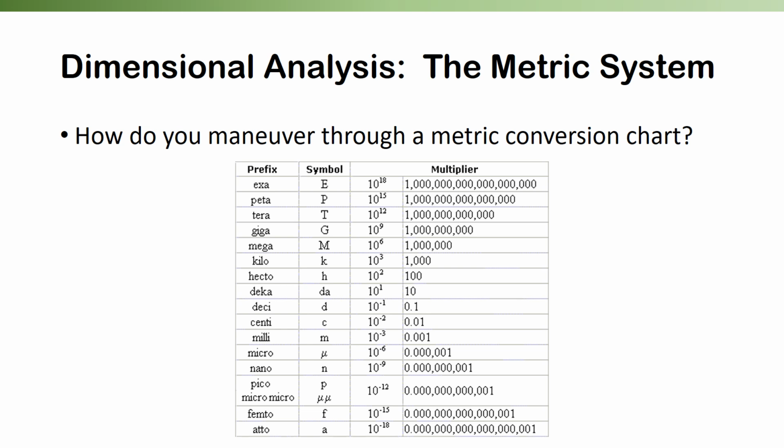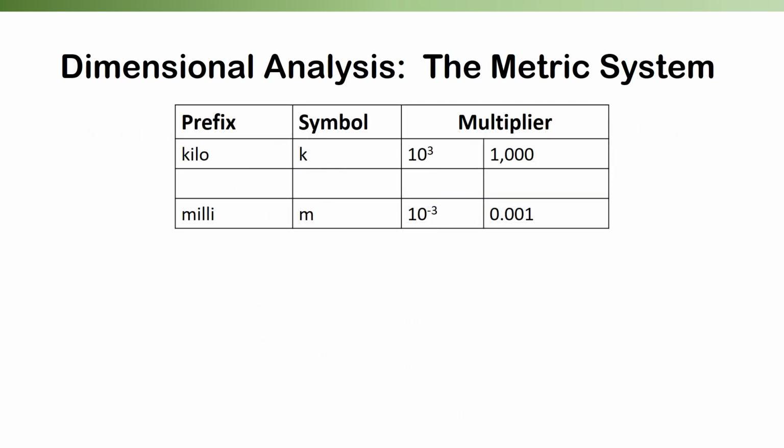Well, let's start first of all by selecting a couple of pieces of information from this chart right here. Let's take kilo and milli, and we're going to move them to a scaled down version of this chart to make it a little bit easier to deal with. So here we have a simple scaled down version of our metric chart with our prefix, our symbol, and our two multipliers for our kilo and our milli.